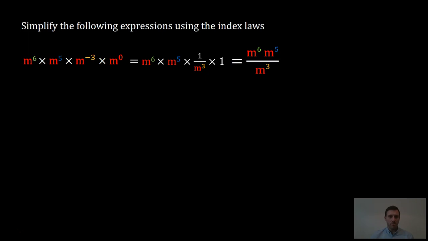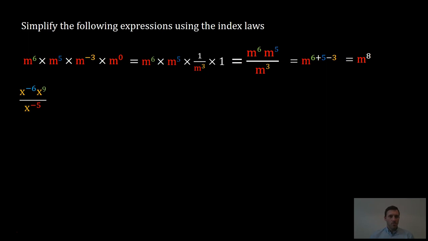Now we simplify further. We can rewrite this again with m to the power of 6 times m to the power of 5 divided by m to the power of 3. Using index law 1 and 2, keep the base and add and subtract the powers because we've got multiplication and division here. And that simplifies to m to the power of 8.